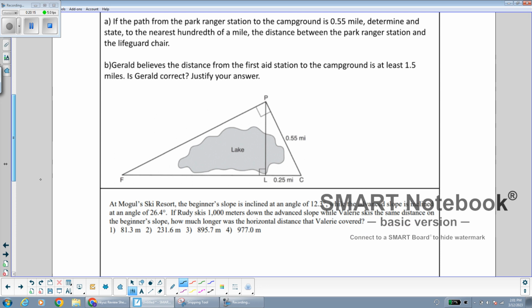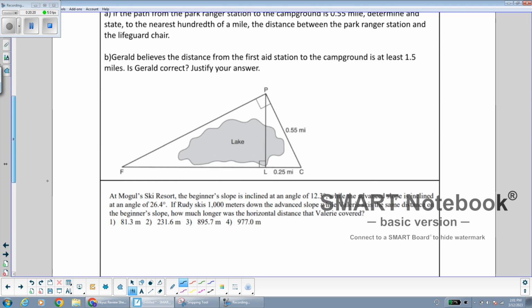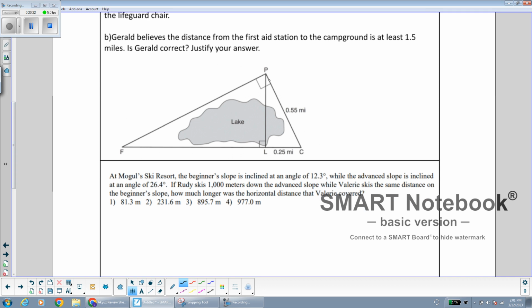Okay, let's take a look over here. We need to find the distance between the park ranger station and the lifeguard chair. So first we're finding this. And the easiest approach is that we have a right triangle over here. That's 90, so this has to be 90 because they're supplementary. So we have two sides of a right triangle, so why not use the Pythagorean theorem to find the missing side? So I'll put this right here for A, and we do know the hypotenuse, so that needs to go in for C.